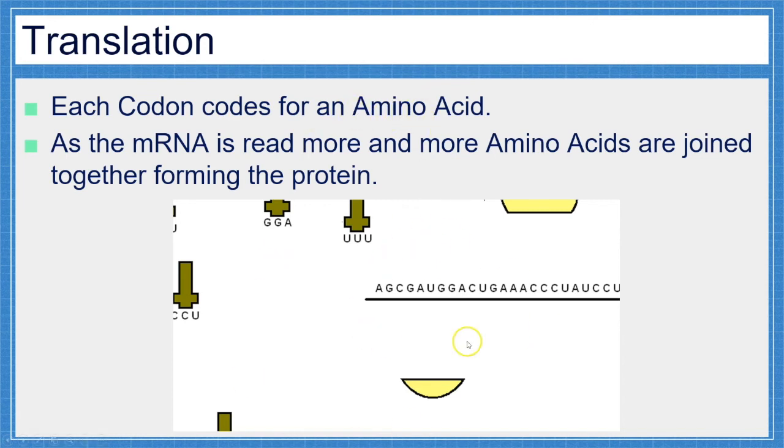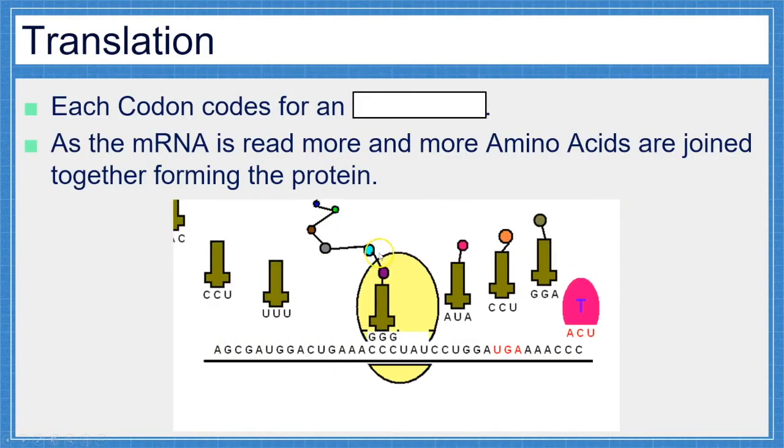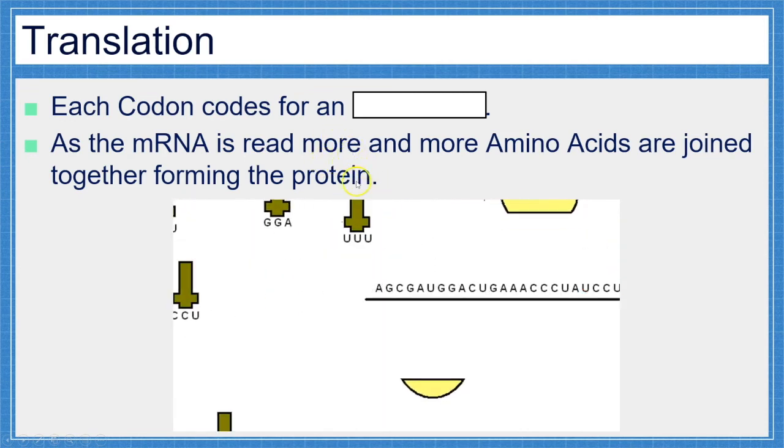Now, the little animation here, which has stopped playing, was actually showing that happening. So I'll go back and get that to play again. You can see that these are being brought in, and these little circles are our amino acids, and they get joined in, and they form this big long train that's moving off there, and that would become a protein.